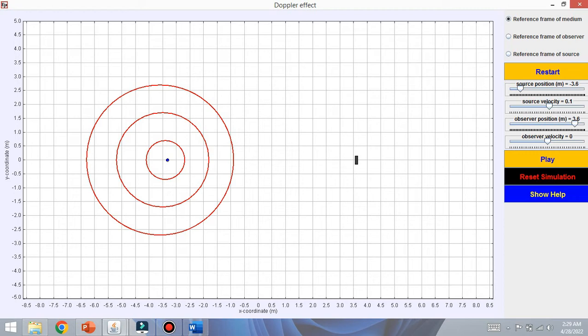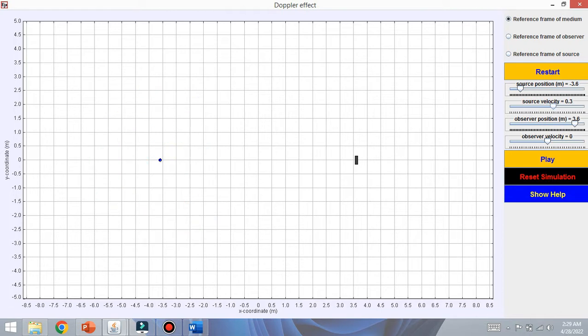So let us use the Doppler effect simulation to show what will be the observed wavelength by this observer if the source is moving towards the stationary observer. The observer velocity here is 0 and the source velocity must be towards the right direction, or positive direction. So we have the positive source velocity.